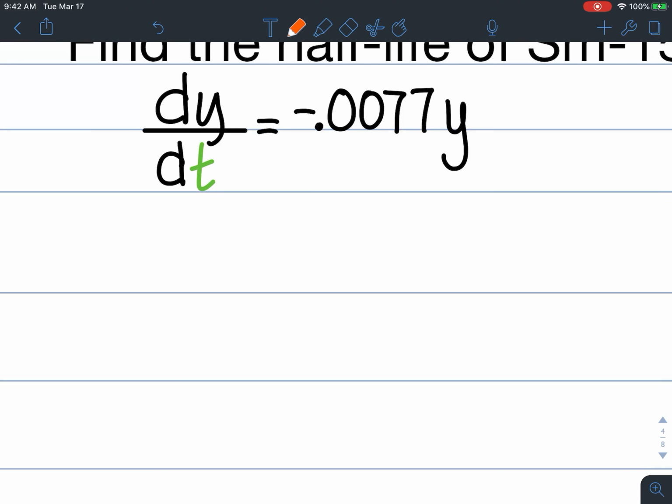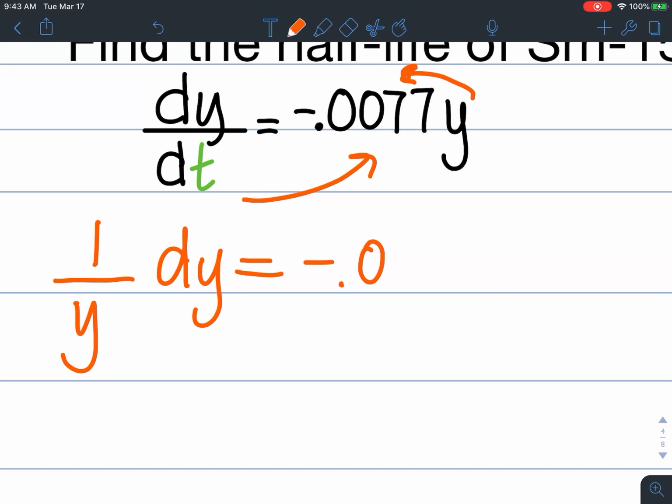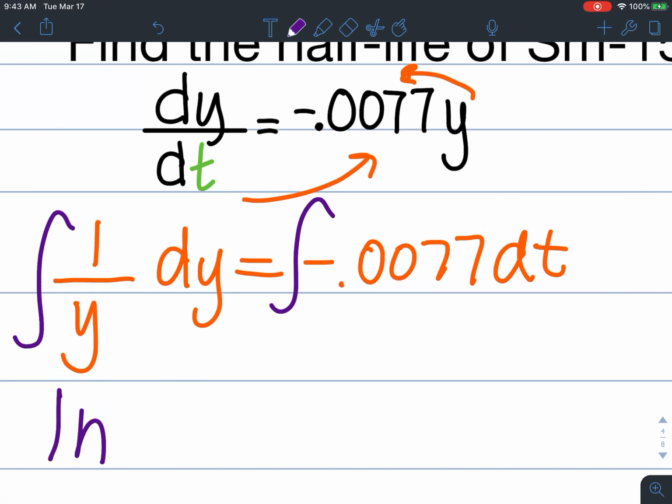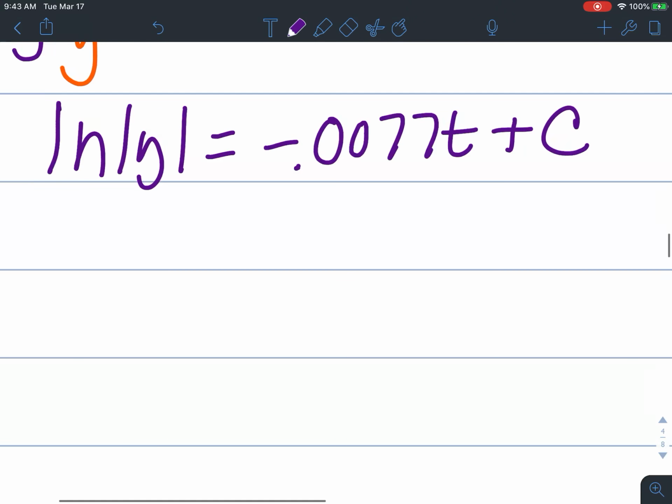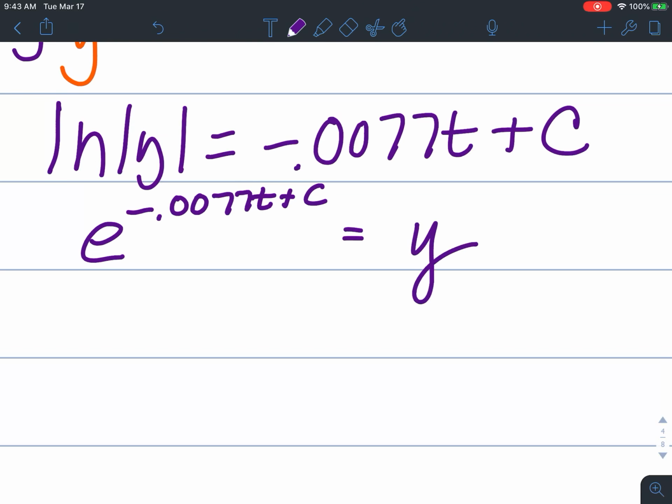So we're going to have to separate the variables. So y is going to have to move over to the left, and dt is going to have to move over to the right. So we have 1 over y dy equals negative 0.0077 dt. And then we'll integrate both sides. And we get ln y equals negative 0.0077t plus c. Now the solving of this is just like we solved in the very beginning. So e to the negative 0.0077t plus c equals y.